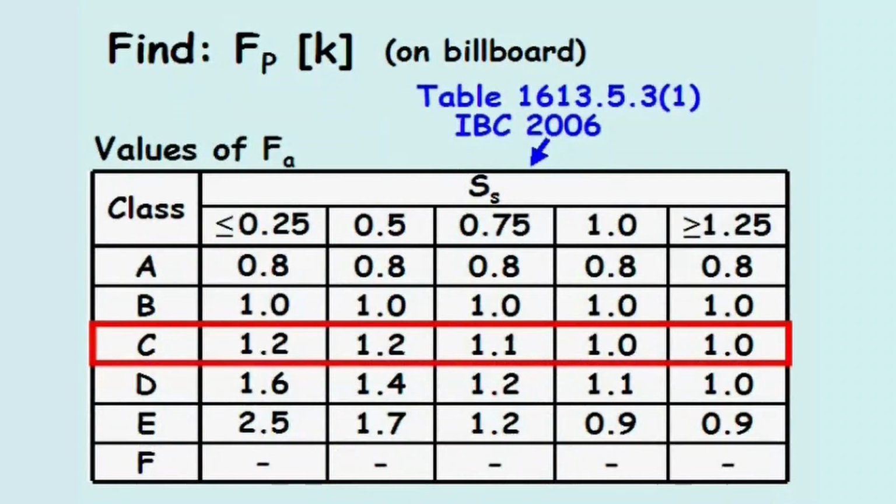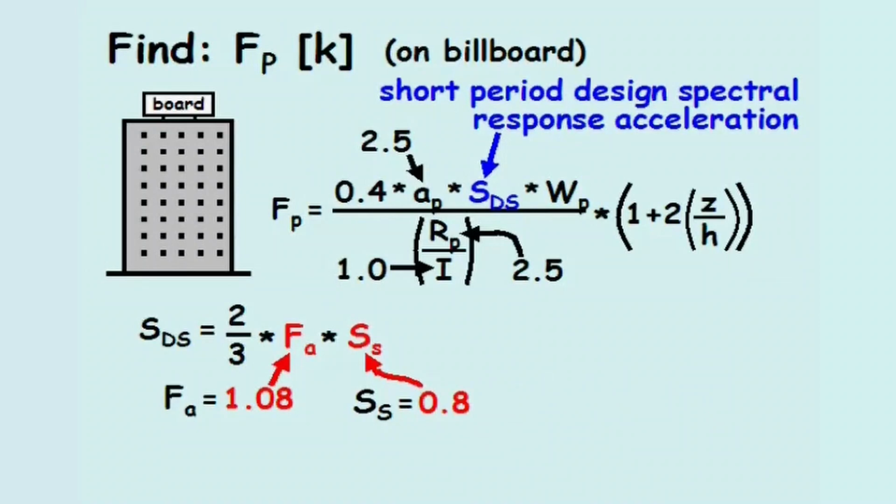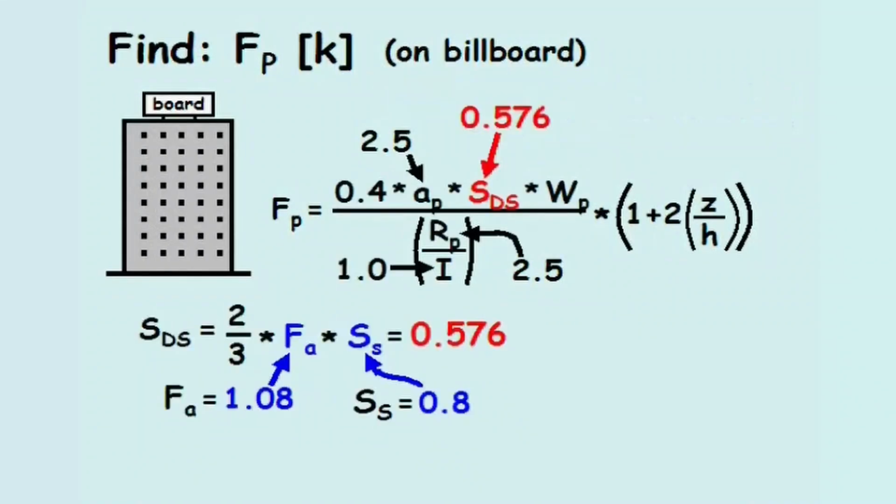Since the site class is type C and the short period spectral response acceleration equals 0.8, we'll determine the value of FA by linear interpolation between 1.1 and 1.0. After plugging in the value of 0.8 for SS, the short period site coefficient equals 1.08. Now we can solve for the variable SDS by multiplying 2/3 times 1.08 times 0.8, which equals 0.576.